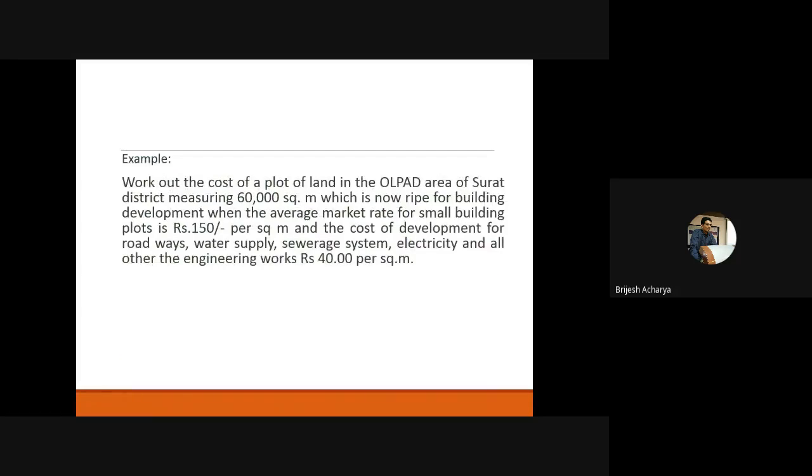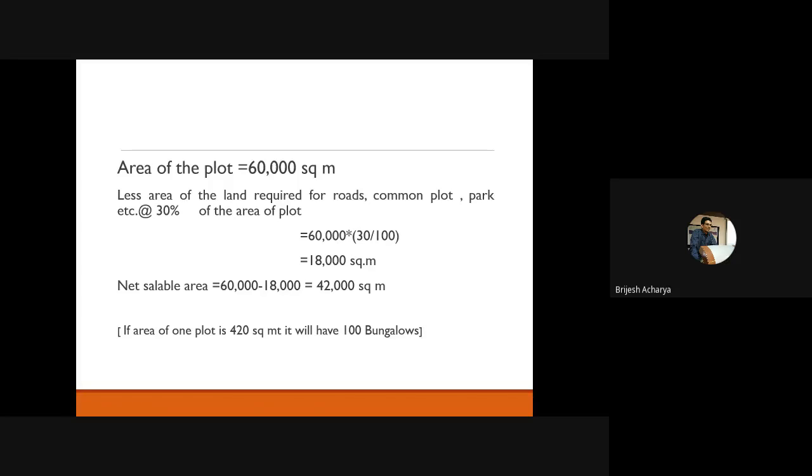Work out the cost of plot land in the Olpad area of Surat district measuring 60,000 square meters, which is now ripe for building development, when the average market rate of a small building plot is rupees 150 per square meter, and the cost of development for roadways, water supply, sewerage system, electricity, and all other engineering works is rupees 40 per square meter. So the total area of plot is 60,000. Out of that, 30% area you have to keep reserved for park and road, so 18,000. So the net sellable area will be 60,000 minus 18,000, that is 42,000 square meters.